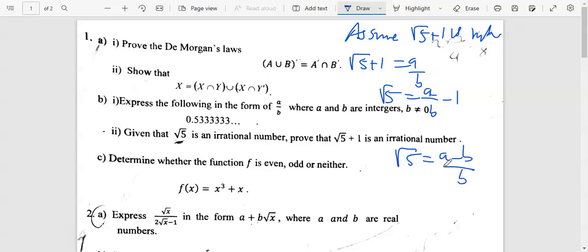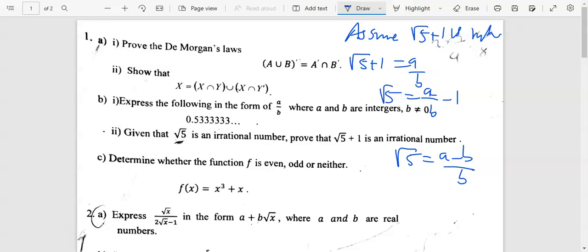Now every time you subtract integers, the answer is always an integer. And every time you divide an integer over an integer, the answer will still be rational. So this is telling us that on top of this fraction, a minus b, a is an integer, b is an integer, meaning that you are going to have an integer, because every time you subtract integers, the answer will always be an integer. And then on the bottom we have b, which is an integer. Now when you divide an integer over an integer, the answer is rational.